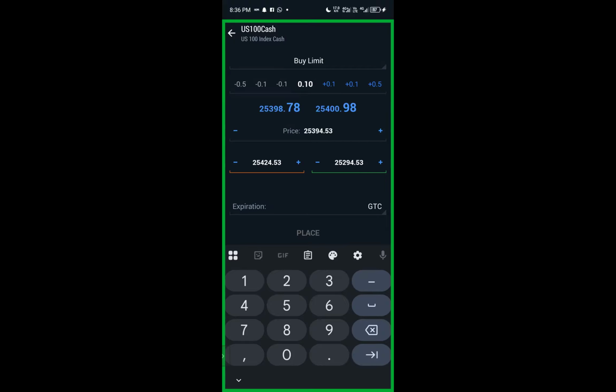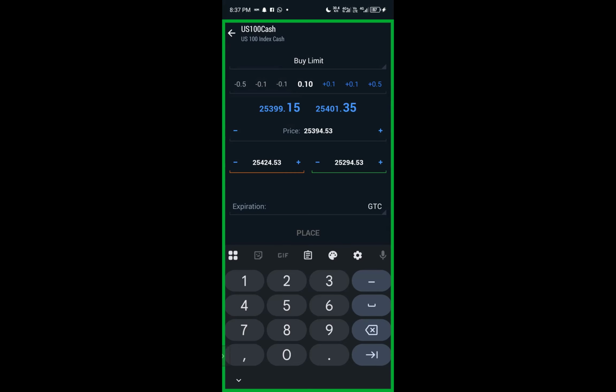Try to place it. It's not clickable. I can't place it. Let me see. Maybe it's because of the lot size. Might have exceeded the lot sizing. Go back to the entry point.